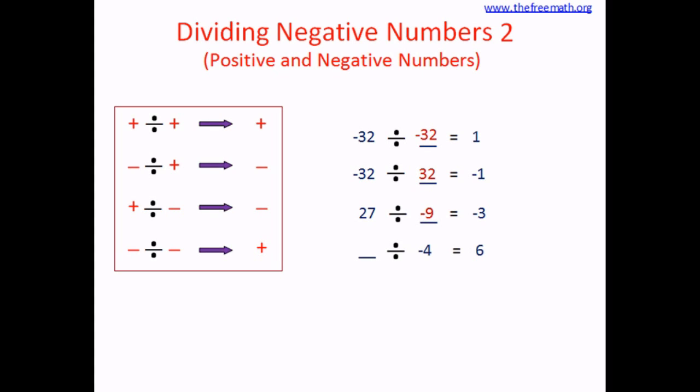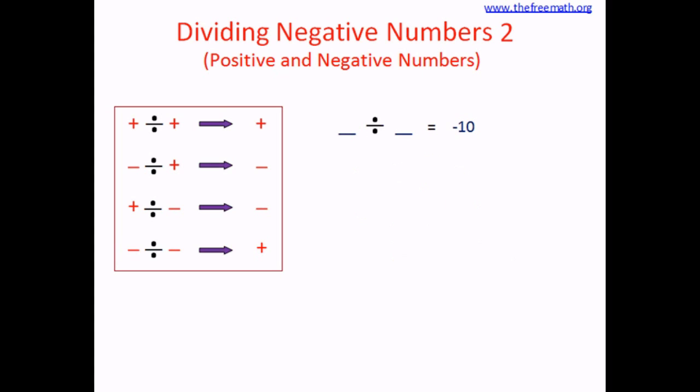In the next problem, the dividend is not given. We have to find what the dividend is. What divided by negative 4 equals 6? Again, ignore the signs. So what divided by 4 equals 6? 24. 6 4s are 24. So 24 divided by 4 equals 6. Now let's think about the sign. The answer is positive and the divisor is negative. So the dividend, the first number, should also be negative, because negative divided by negative equals positive. So the answer here is negative 24. Negative 24 divided by negative 4 equals 6.